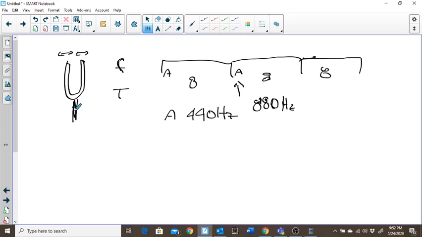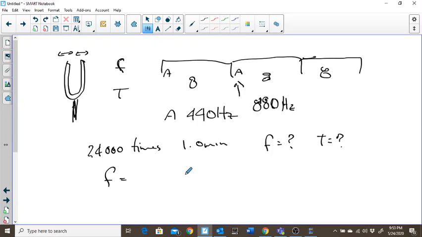But we have this tuning fork. So what we're told is that a tuning fork vibrates 24,000 times in 1 minute. And what we want to know is, what is the frequency and what is the period? All right, so if we want to do frequency, I often find it easier to follow. Period is an important thing for us to be able to calculate.